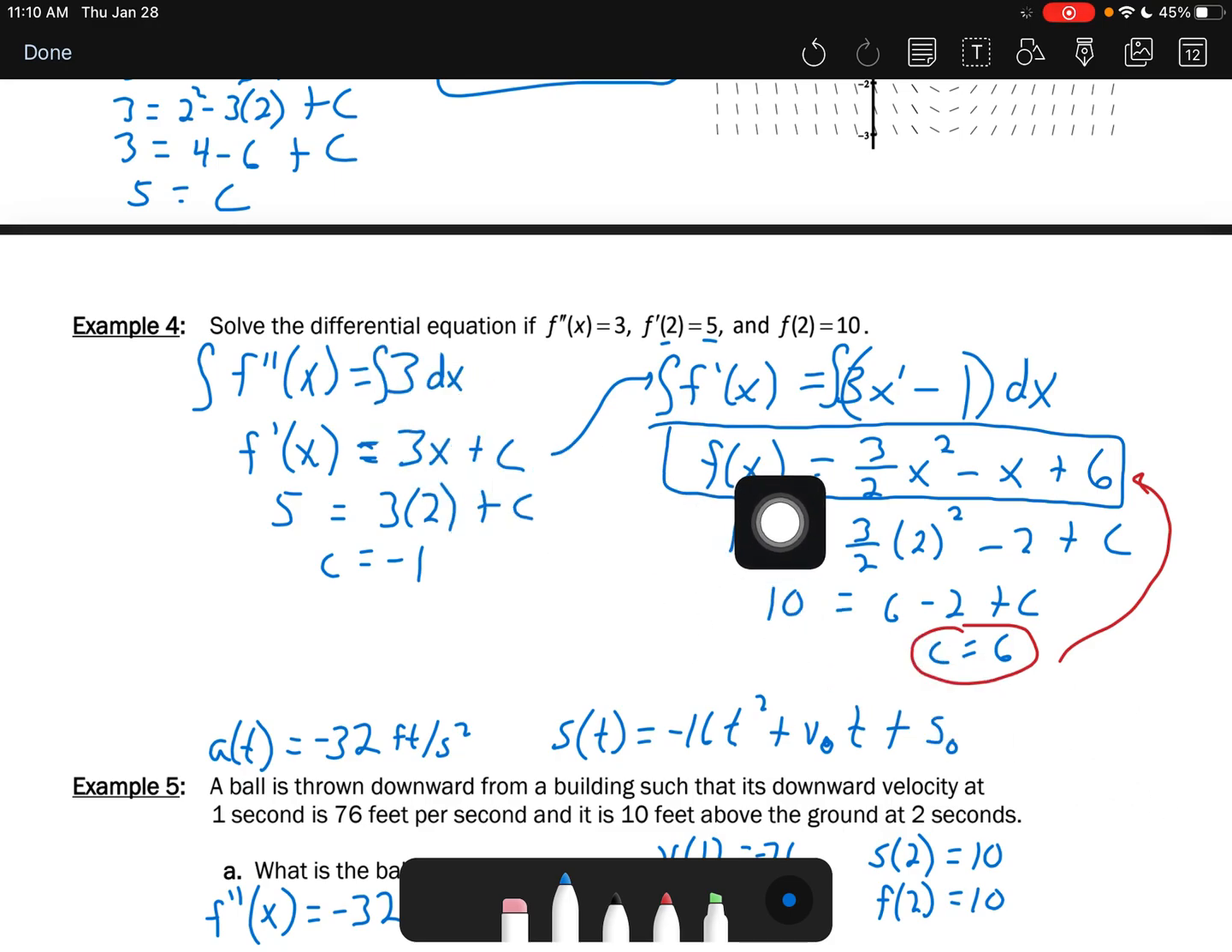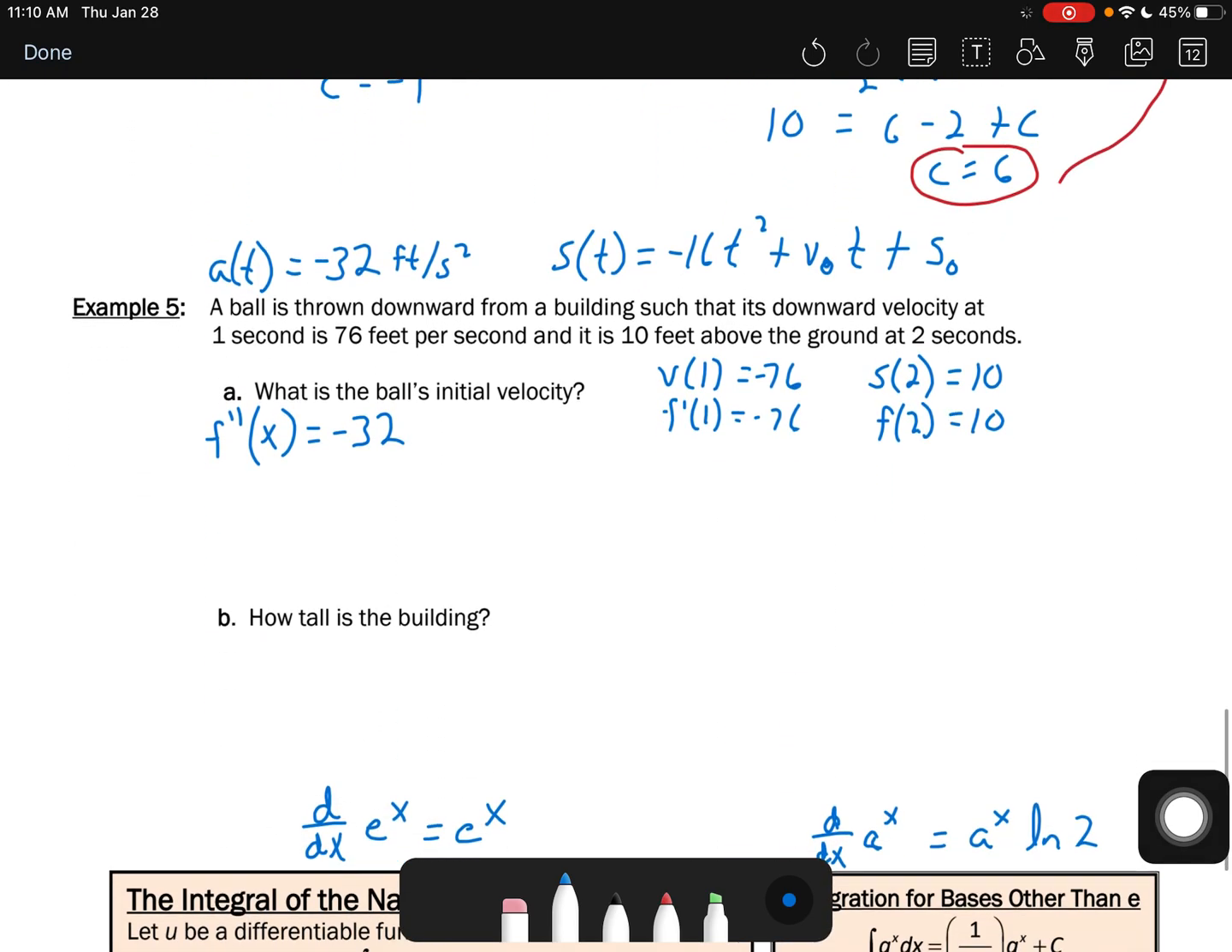Okay, and this is the solution to the differential equation. So I started with a second derivative, integrated once, found c, and then I was down to a first derivative, so I integrated again, and then used this information to find c, and now I've got my particular solution. Okay? All right.